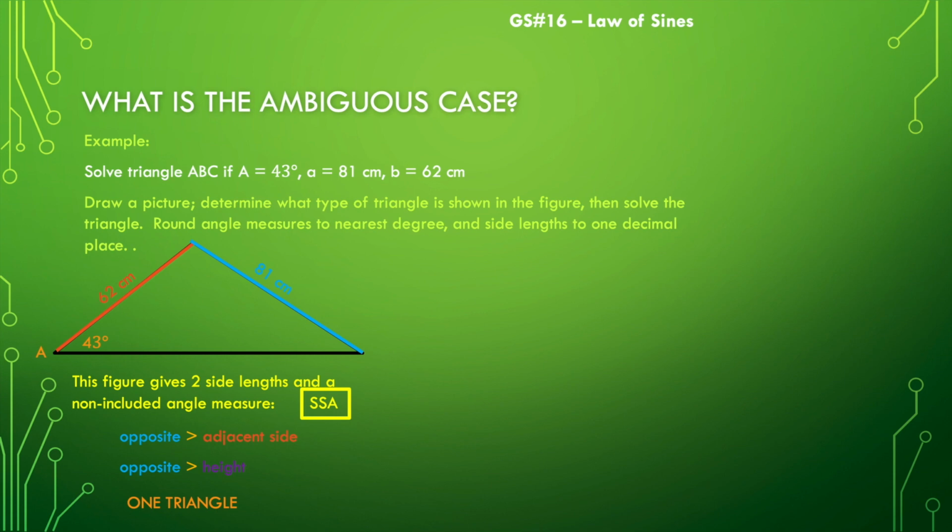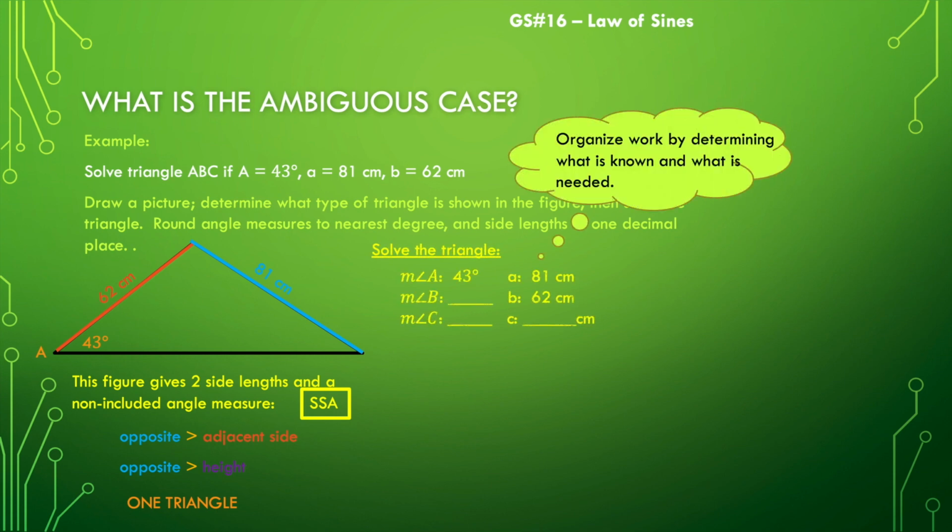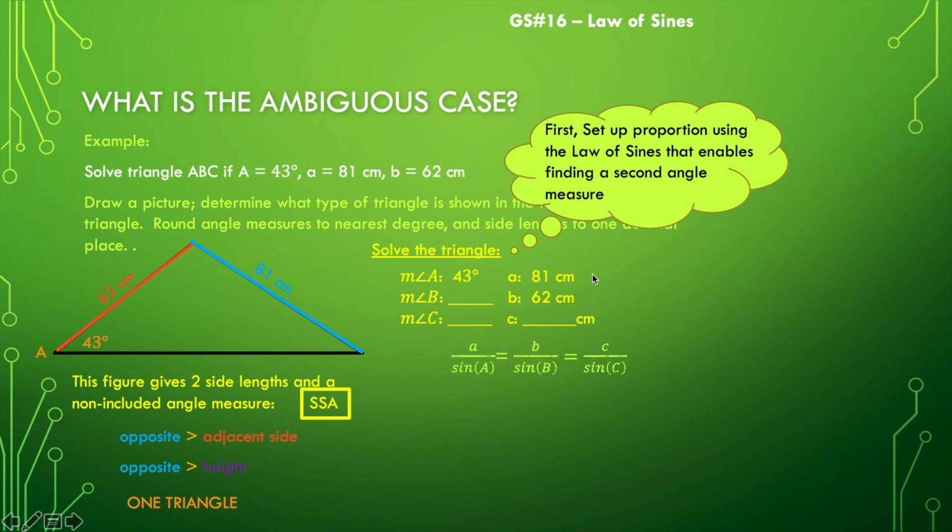I'm going to start like I did before by organizing my work. What do I have and what do I need? I notice right away that in this case, I have a pair, the measure of angle A and side length a, but I've got nothing for C. So I am going to set up my proportion, but I'm going to concentrate first on the measure of angle B. Here's my proportion for law of sines, and I'm going to substitute in everything I know. Now I'm going to concentrate on the left piece and the middle piece, and use this proportion to solve for the measure of angle B.